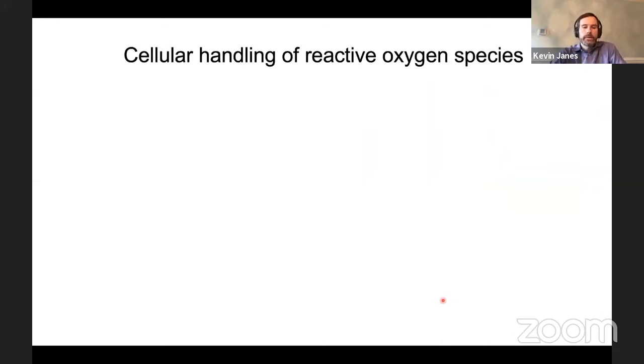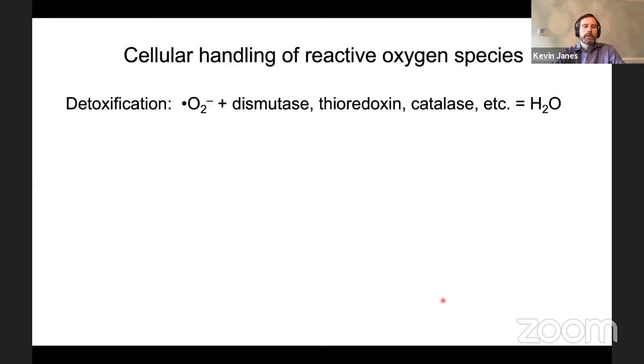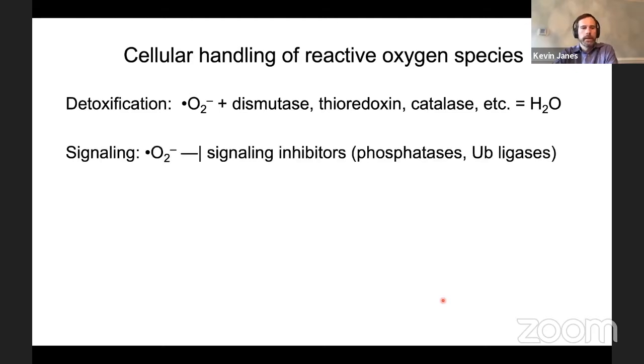Unsurprisingly, our cells have evolved elaborate mechanisms for sustaining life in the face of oxidative stress. From the standpoint of detoxification, our cells express a suite of enzymes that take reactive oxygen species and convert them to progressively less reactive products, culminating in the formation of water. More interesting, to me at least, is that reactive oxygen species also serve a signaling function, acting as second messengers that turn off families of enzymes, which normally keep signaling pathways inactive. Inhibiting an inhibitor is equivalent to activation.